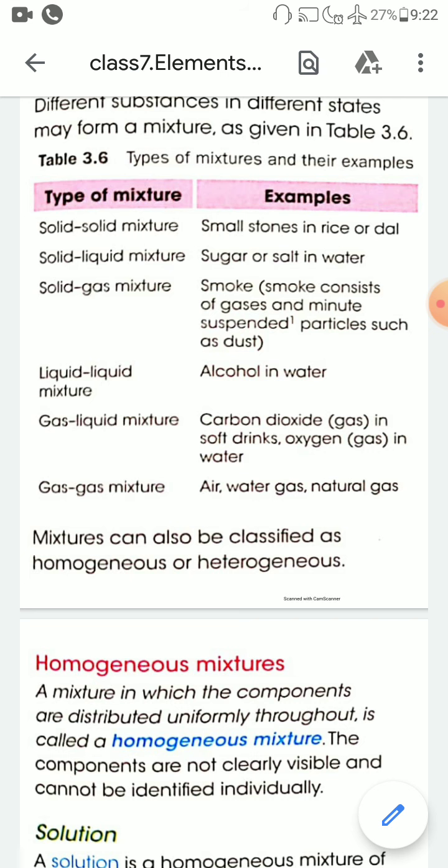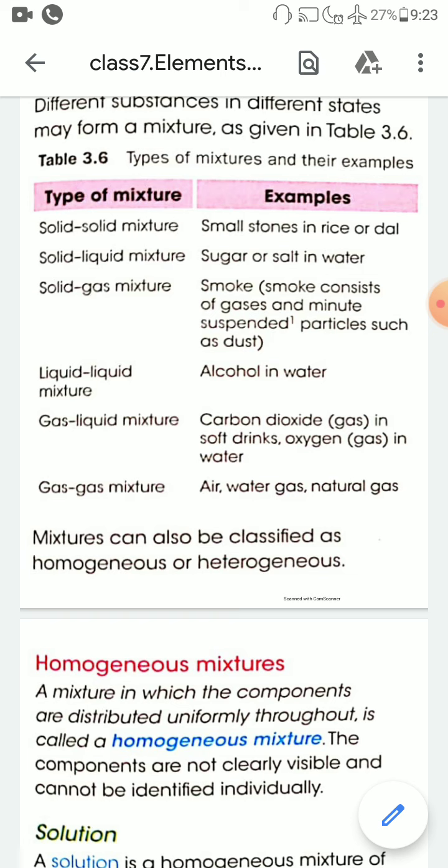Now the last type of mixture is gas in gas mixture. Example: air. Air is a mixture of different gases. Water gas, natural gas. Water gas is a mixture of carbon monoxide and hydrogen gas. Natural gas, like methane, ethane, butane, is a mixture of different gases. So these are gas in gas mixtures.